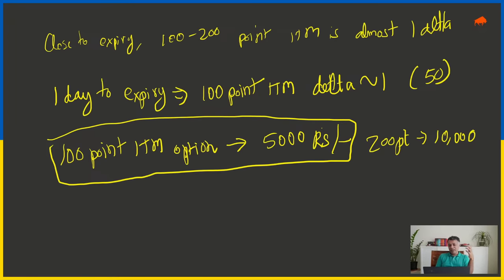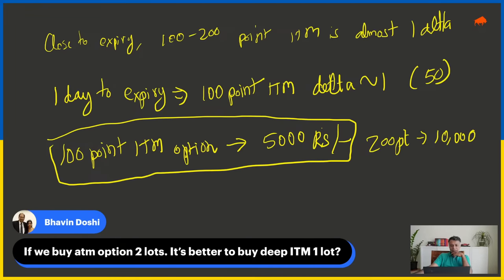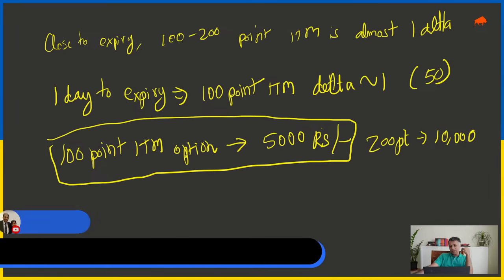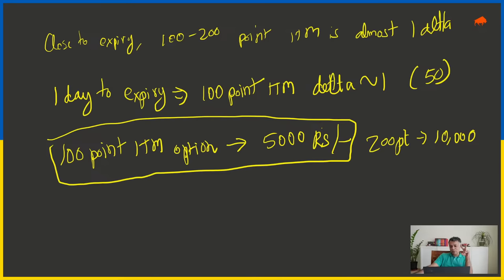So Bhavin has asked a very good question here. So I'll highlight the question. Bhavin's question is, if we buy ATM option 2 lots, isn't it better than buying deep ITM 1 lot? Bhavin, you're right from a delta point of view, right? But the catch is you're also going to end up paying theta on those two ATMs, and you will also have vega, etc. So if your theta fluctuates, vega fluctuates, you'll lose money. All I am saying is, boss, if you want to do pure direction, go deep ITM and trade delta like a future for a fraction of the cost of this thing.